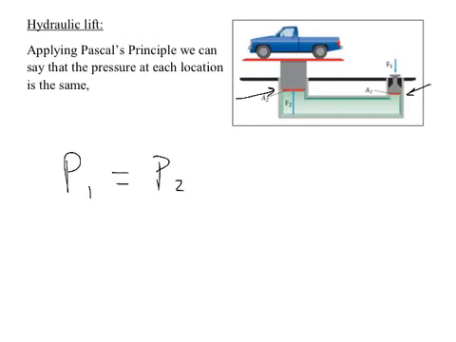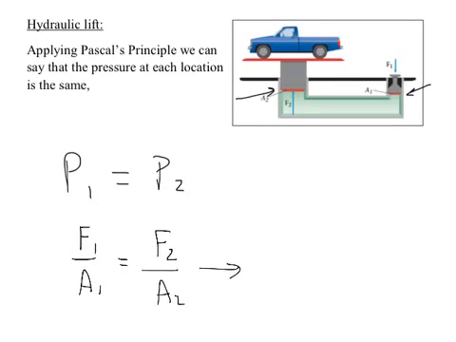This car is sitting on top of a piston, and this is a plunger on the right side that's being pushed down, pushing its piston down, raising the car up. And let's discuss how this actually works. If the pressures are the same at both locations, then we could say F1 over A1 equals F2 over A2.